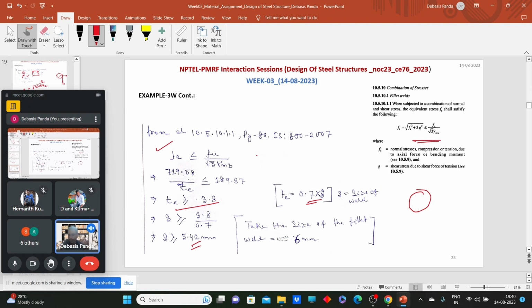So by this way, using the stress formula or the equivalent stress formula, we can design or find out the stress carrying capacity. We can design that joint, like what should be the size, what should be the throat thickness, all these things.